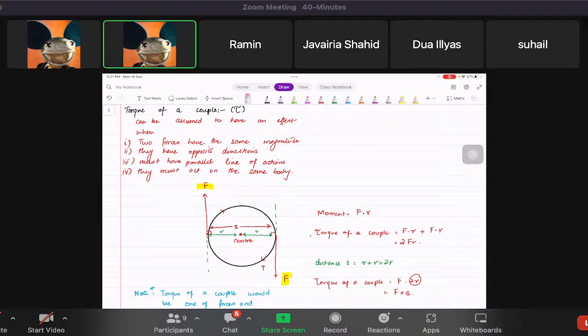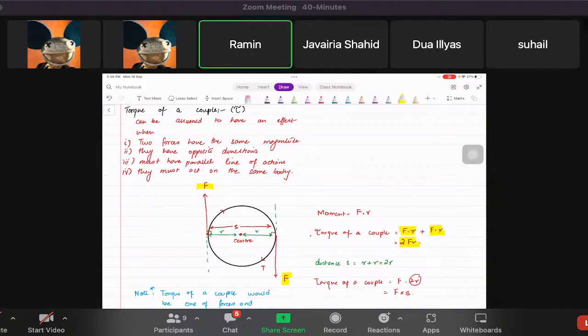So what I've done is, when there is a couple, it means there is the first force added with the second one that produces the whole effect. Do you understand? Yeah, but then shouldn't it be F into 2R? It doesn't matter. When you add it, it will be 2FR, right?